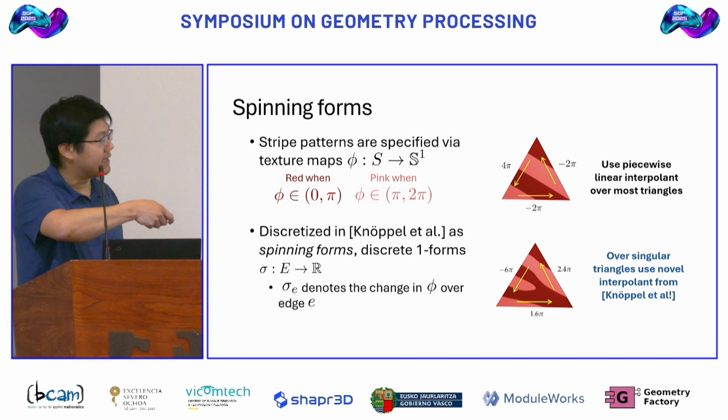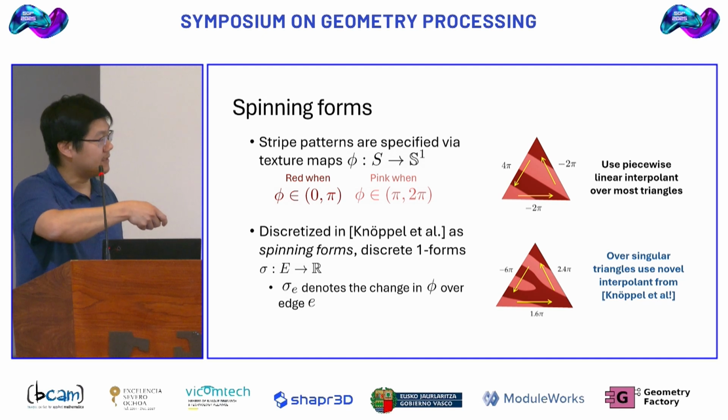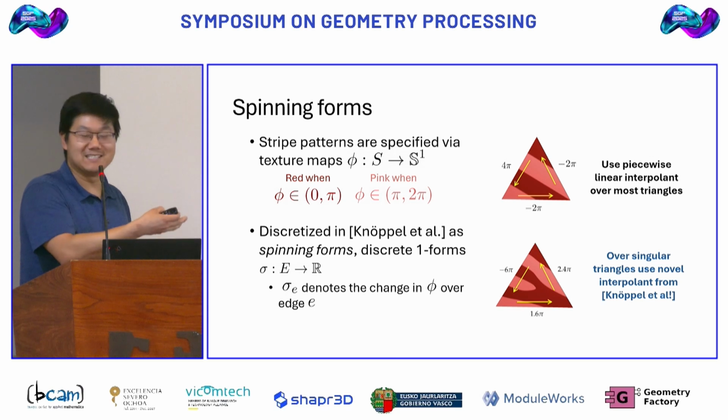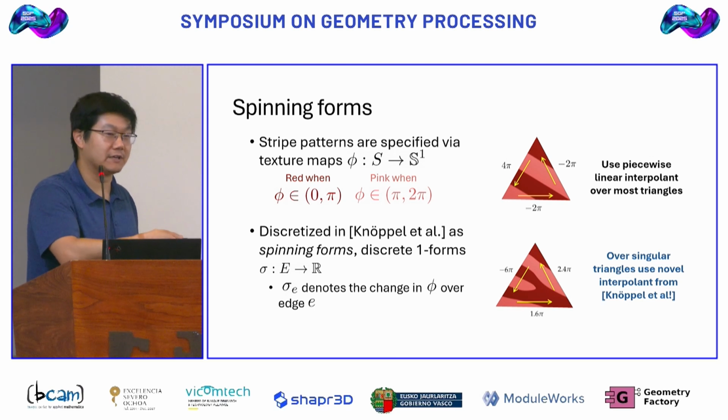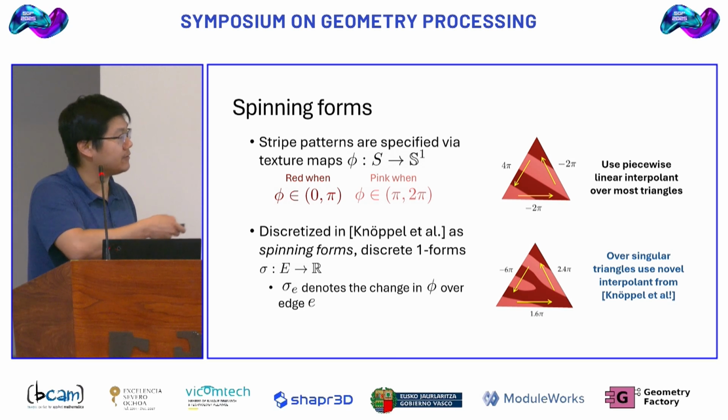And here I just have yet another example. This is a little less than a period here, a little more than a period. So I gave it 1.6 and 2.4 here. And then coming back this direction, it varies over roughly 3 periods. As you can see, if you integrate over the boundary here, it doesn't integrate to 0. So there's no well-defined local function. And you have to use this novel interpolant from their work to render the stripe pattern.